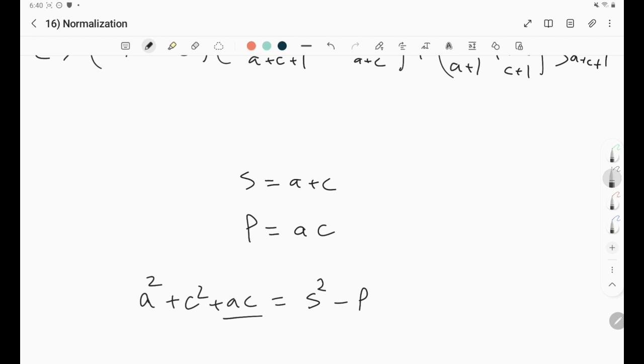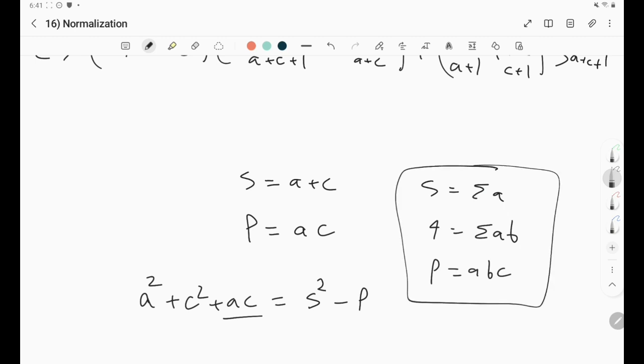Of course, is this only special for working with two variables? What about three variables? Actually, you have the same thing, but there you should be working with three quantities: sigma A, let's call it S, sigma AB, let's call it Q, and the product ABC, P. You can write any symmetric polynomial that has three variables using these three numbers S, Q, and P: the sum, the pairwise sum, and the product. Okay, so keep that in mind. This is really a useful technique.